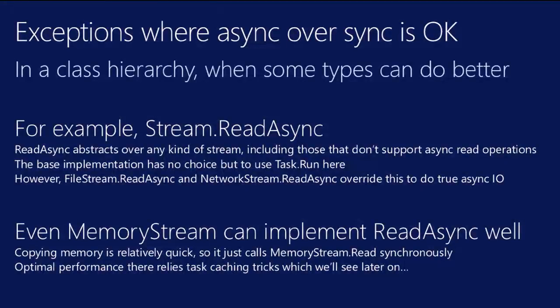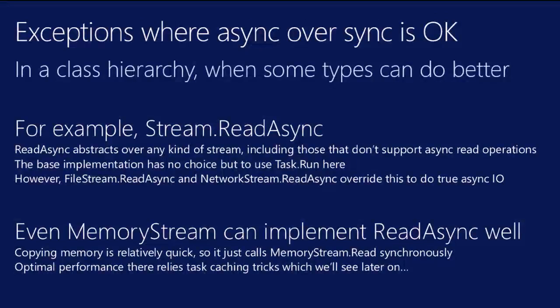When I'm doing a read, it's going to copy it into a byte array and return it to you. If I'm doing that, that's fine. That's so quick, it's going to meet their expectations. If it happens in 1 millisecond, that's fine for an async API. So they just implement MemoryStream.ReadAsync to call Read, and that's an OK thing to do. That's a place where async over sync is OK when you have an implementation that's so quick.